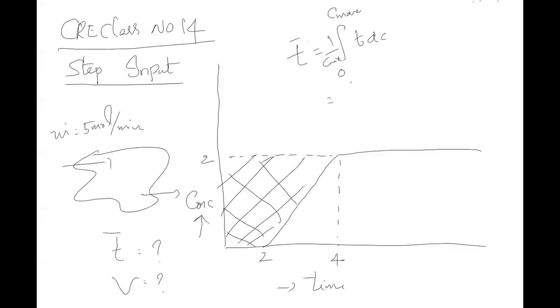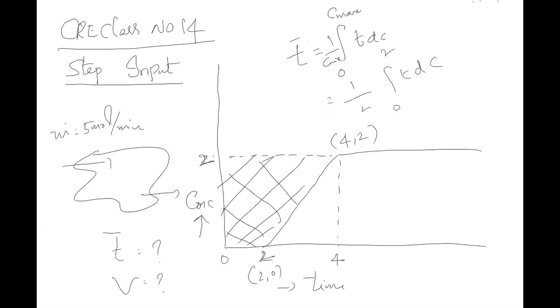So what is 1 by C max? 1 divided by 2, 0 to 2, T into DC. Now when the concentration is changing from 0 to 2, how is your time changing, 2 to 4, as per the straight line? What is the straight line equation? Points 2, 0 and 4, 2.